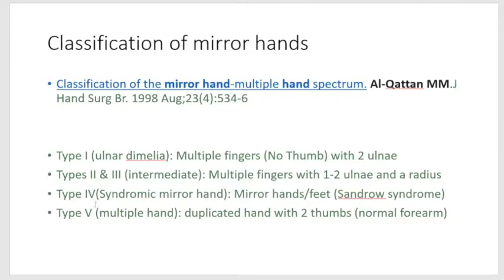Now, I classified type 4 as syndromic mirror hand, which will have all 4 limbs affected, mirror hands, mirror feet. And the most well-known syndrome is called Sandro syndrome. And I added to the spectrum type 5, multiple hand, where you will have duplicated hand with 2 thumbs and normal forearm bones.